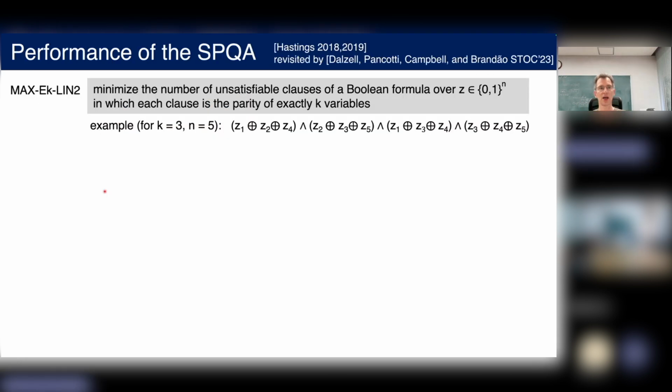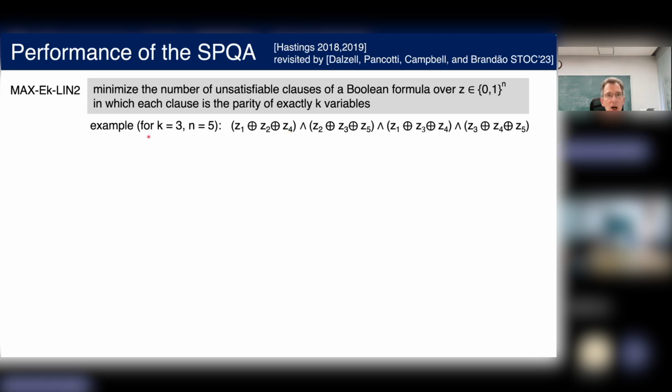Okay, good. So now I will discuss the results first proved by Hastings in 2018 and 19, and then revisited in this paper published in STOC 2023, where they, in some sense, reinterpreted the result by Hastings using a terminology closer to the terminology used by people doing theoretical computer science.